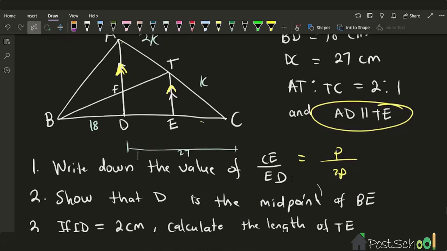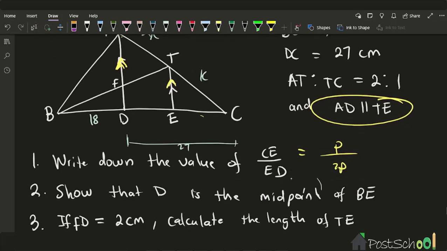If we answer, let me continue. So then obviously this is going to be 1/2. So CE represents P and ED is 2P.